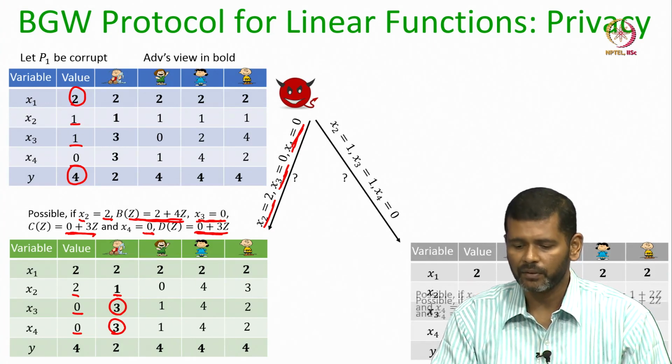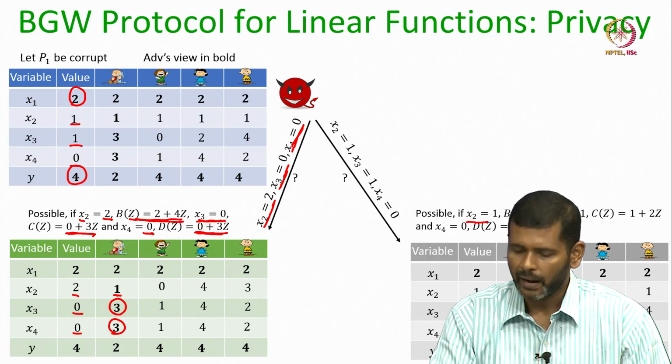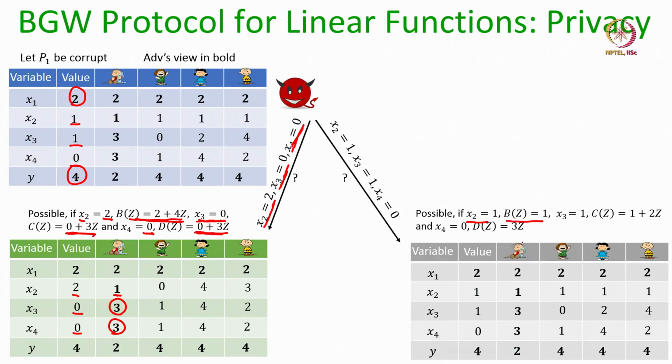And indeed, it is quite possible that P2's input was 1 and its sharing polynomial was 1, P3's input was 1, its sharing polynomial was 1 plus 2z, P4's input was 0, its sharing polynomial was 3z, and along with that P1's input was 2 and its sharing polynomial is whatever it has used, and altogether it leads to a scenario where the values learnt or seen by P1 during the run of the protocol matches.